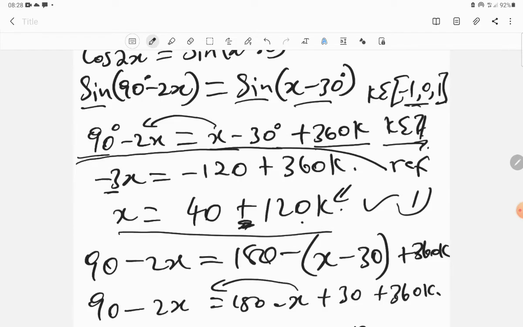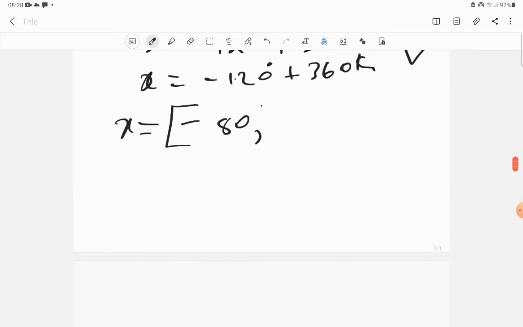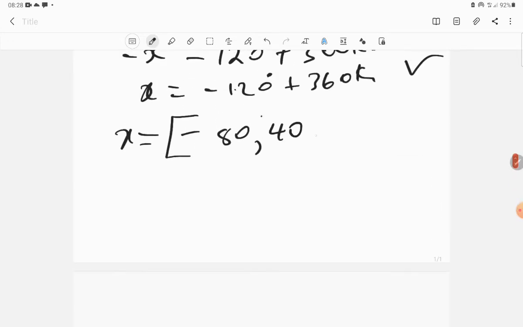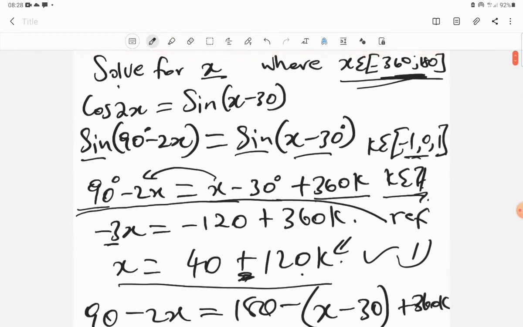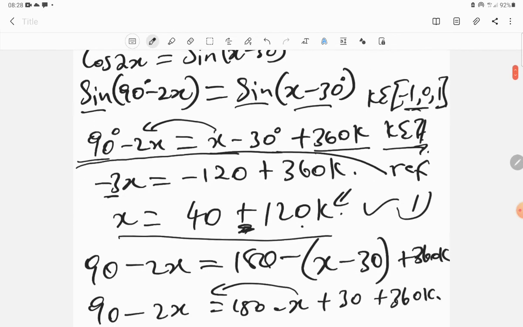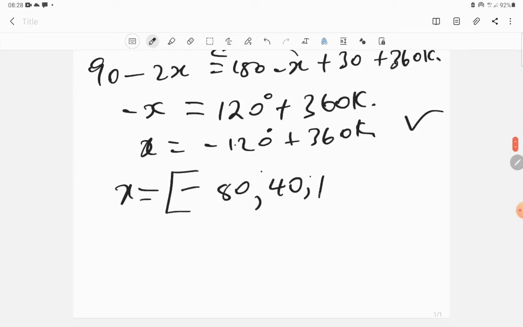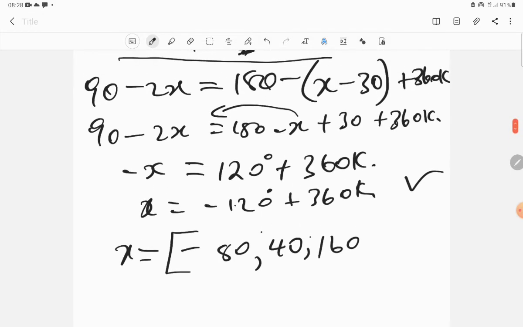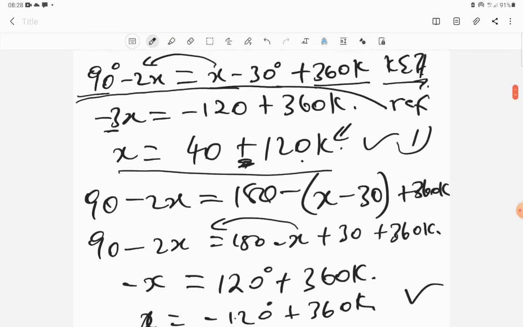So let's put 0 there. You will actually get exactly 40. You have 40 there. Then moving to putting 1. When you put 1, you get 160. 160 is part of this, because 160 is less than 180. So we have 160, which is part of the solution. Let's put 2. 2 is giving us 280, which is not part of the solution. Now I think we have found all the values that are satisfied by this general solution over here.